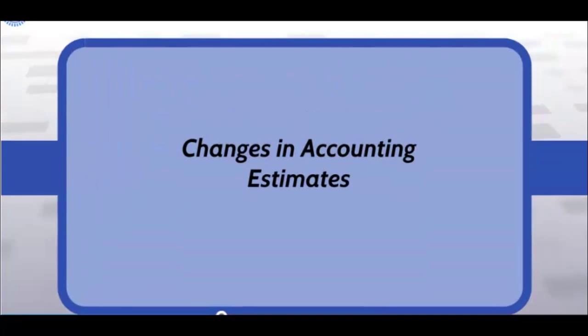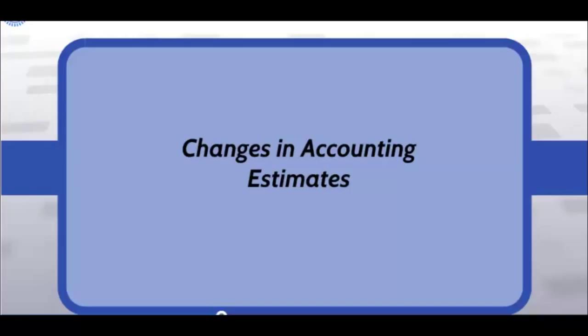Another type of change you might have is a change in accounting estimate. So we're not talking about an accounting principle, but now we're talking about an accounting estimate. For instance, maybe the useful life of a piece of equipment would be a change in accounting estimate. It's a normal correction, a normal adjustment. So for that one, what we're going to do is a little different.